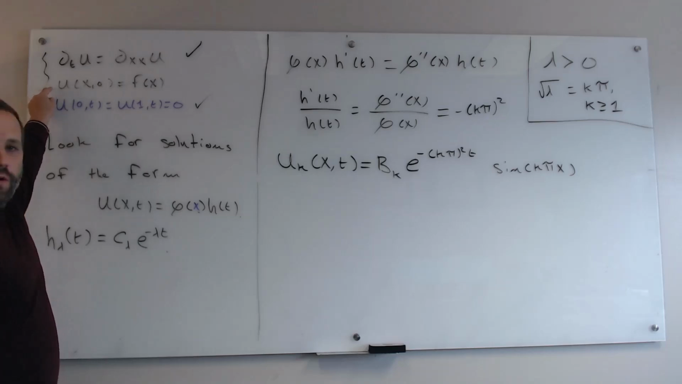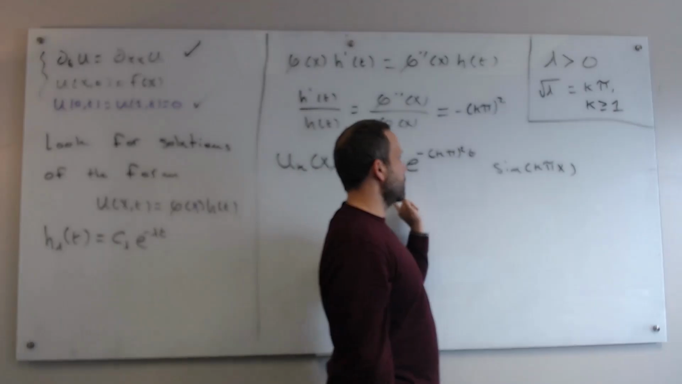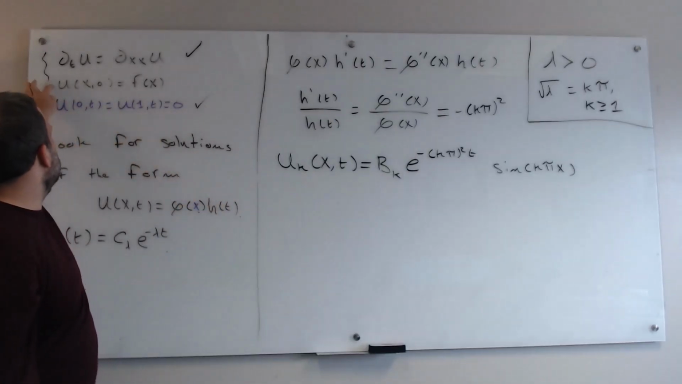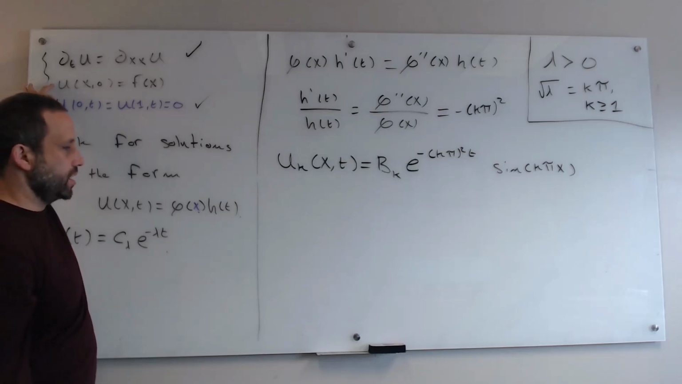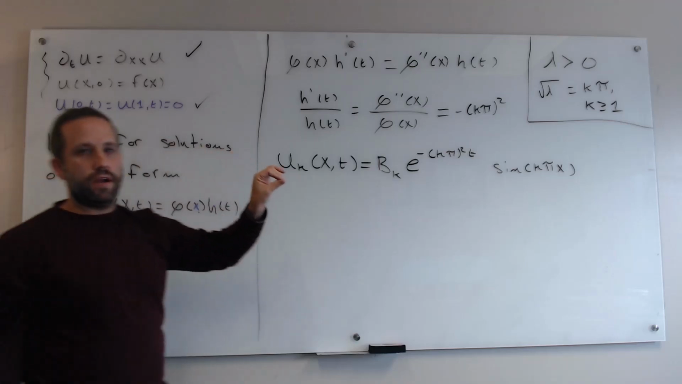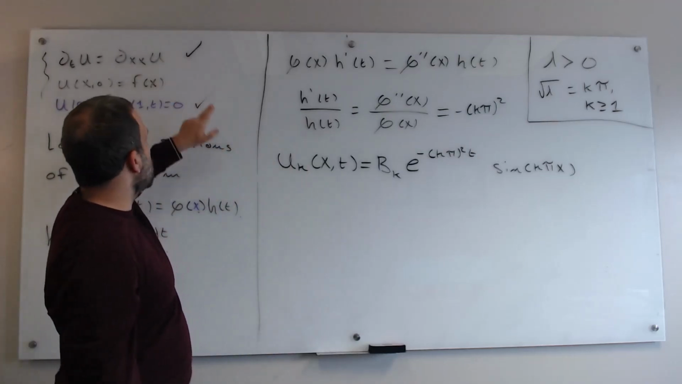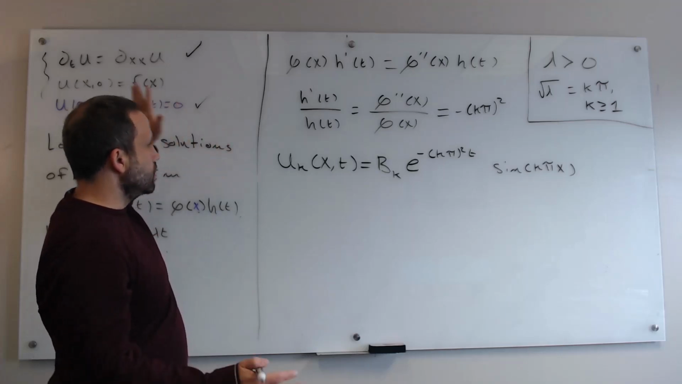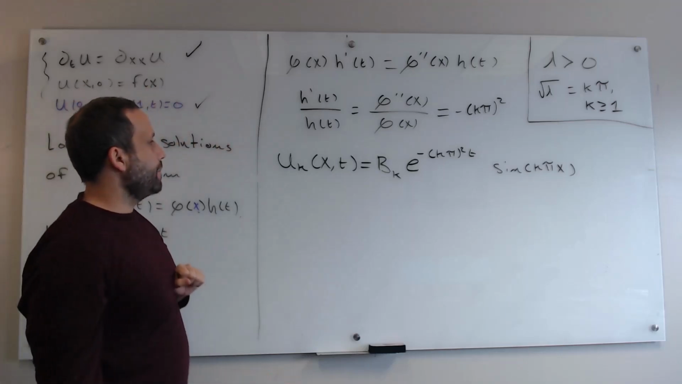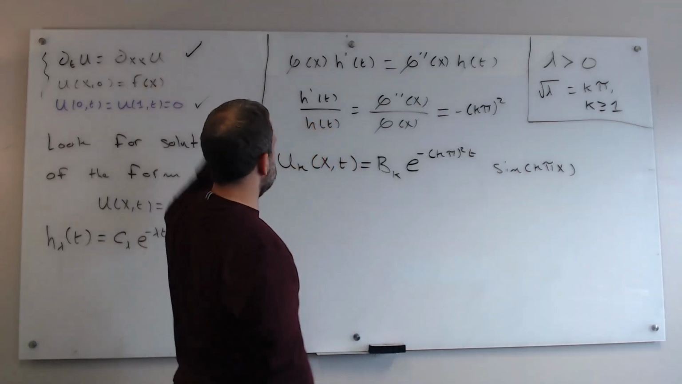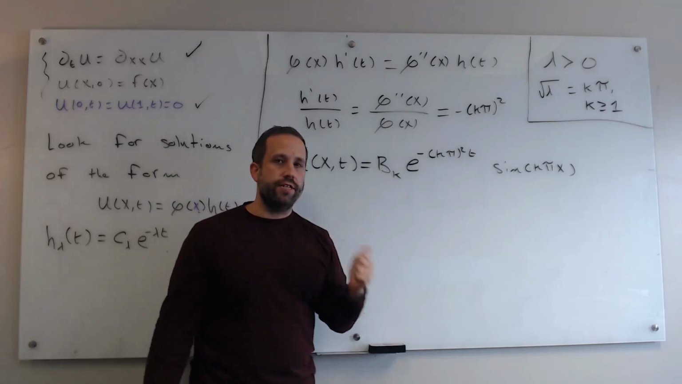We do not know, and in general, unless f of x happens to be equal to some constant times a sine function like this, this is not necessarily going to be a solution or going to satisfy the boundary condition here. Okay, so all we've done so far is find a function that satisfies the PDE and the boundary conditions, unless f of x just happens to be a multiple of a sine function. This is not going to satisfy the initial condition.